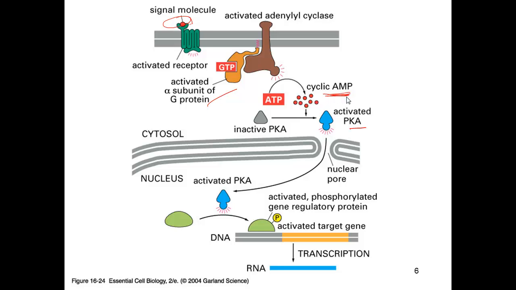But for a period of time, this cyclic AMP molecule is the carrier of the information that a binding event has occurred on the outside. This cyclic AMP molecule will eventually be bound by protein kinase A, causing a conformational change, causing it to be translocated into the nucleus, where it will phosphorylate a transcription factor.